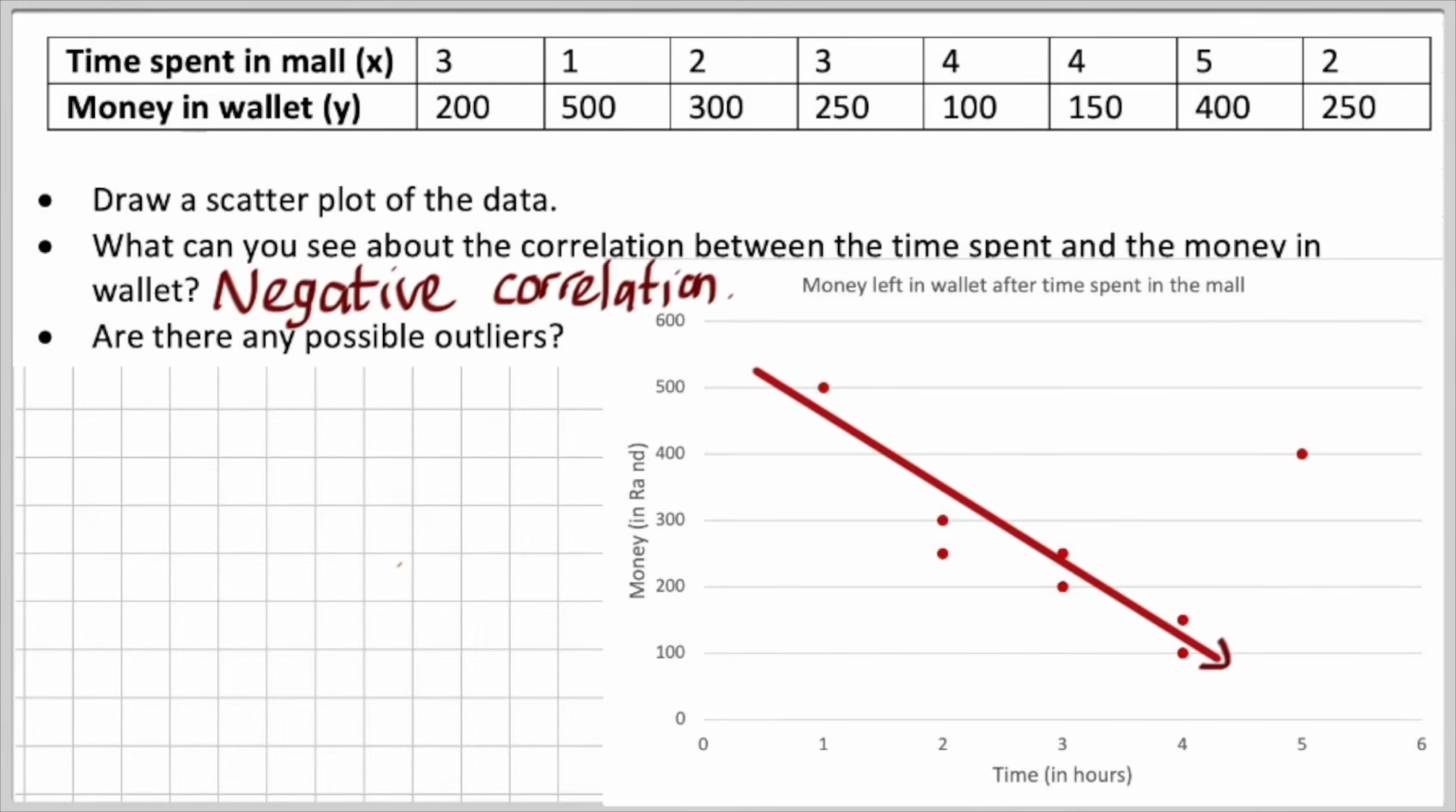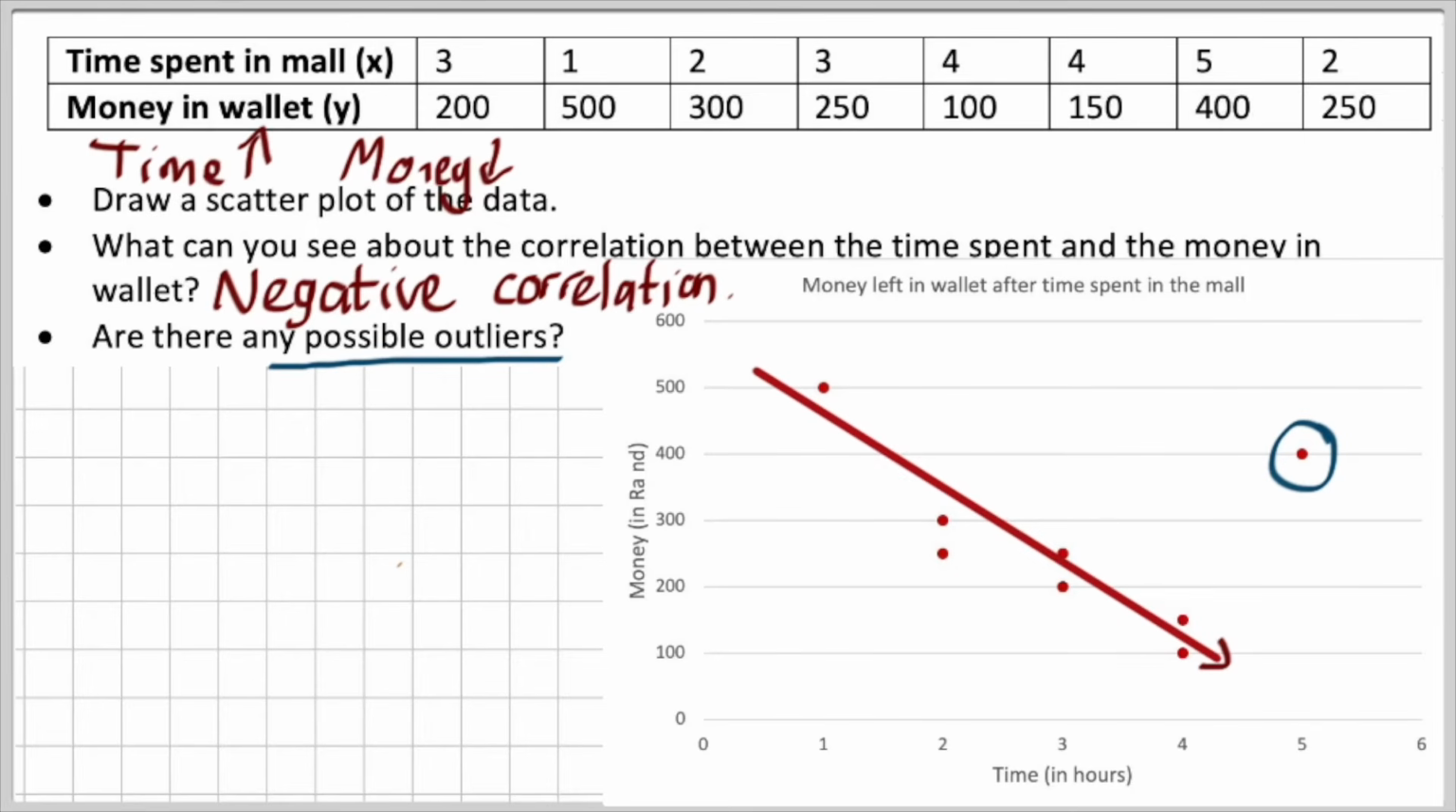What does that mean? Here's the question. What does it mean for the graph? As the time in hours increases, in other words, as you spend more time in the mall, there is less money in your wallet. So as the X increases, the Y decreases. Okay? So it's important to always interpret that. So as time increases, the money decreases.